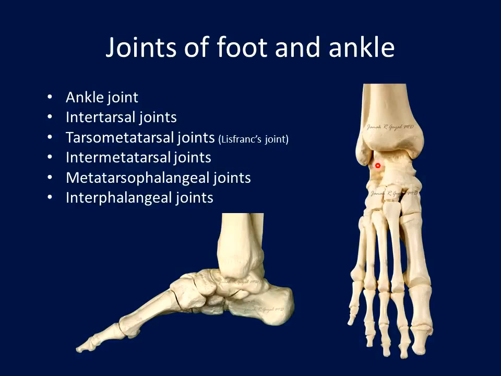And apart from these three main joints, there are joints between the tarsal bones called intertarsal joints, joints between the tarsal and metatarsal bones, which are the tarsometatarsal joints, the intermetatarsal joints between the metatarsals, the metatarsophalangeal joints between the metatarsals and phalanges, and the joints between the phalanges, called interphalangeal joints. So there are tons of joints in the ankle and foot for the sonographic evaluation.